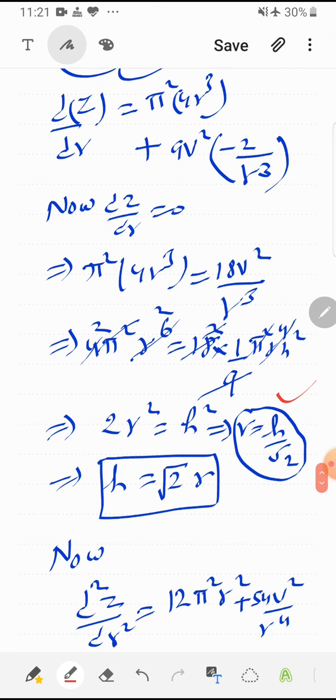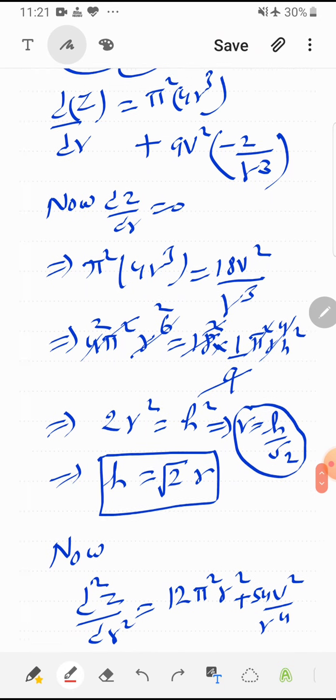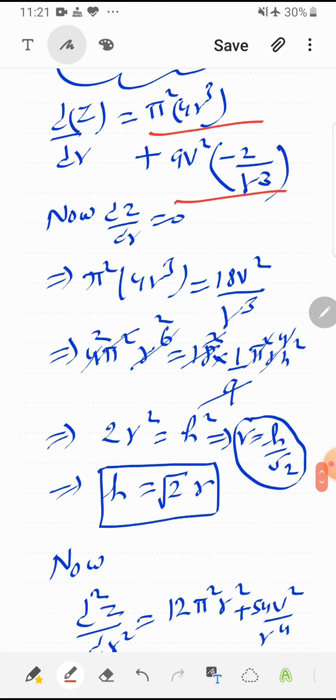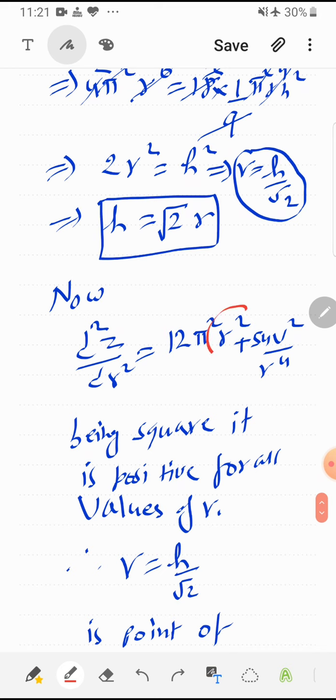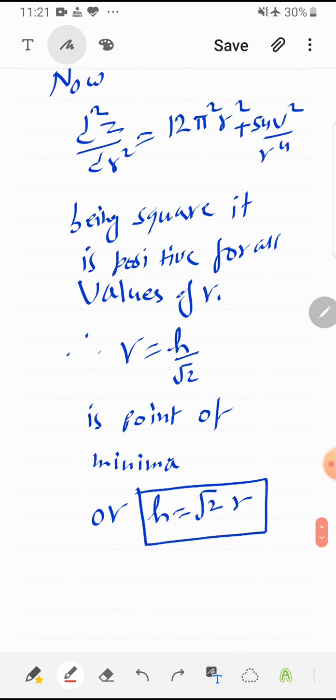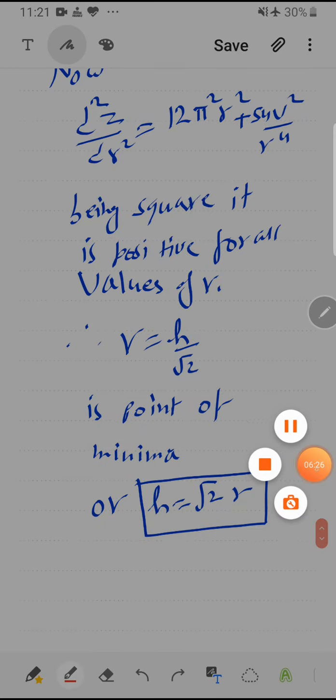Now the critical point is r is equal to h upon root 2. We have obtained this. So the double derivative is again simple. We can differentiate this and the result is positive. Moreover, the powers of r are even, so we can simply write, being a square, it is positive for all values of r. No need to specify by putting the value of r. So r is equal to h by root 2 is a point of minima, or h is equal to root 2r. So this question was really different and a very important question.